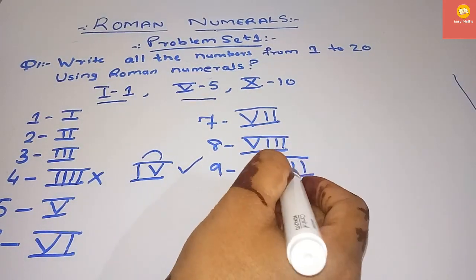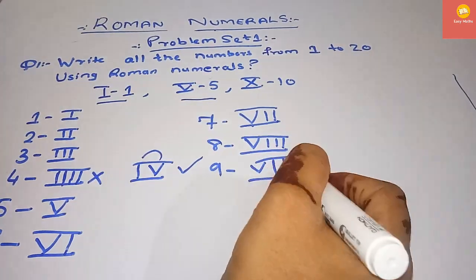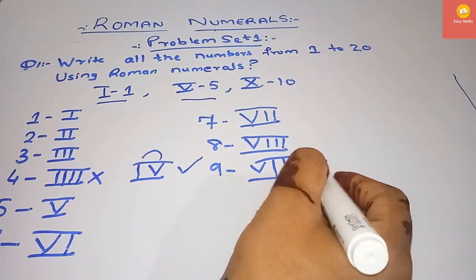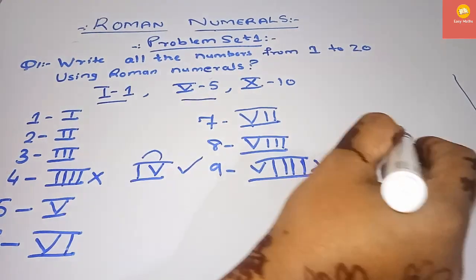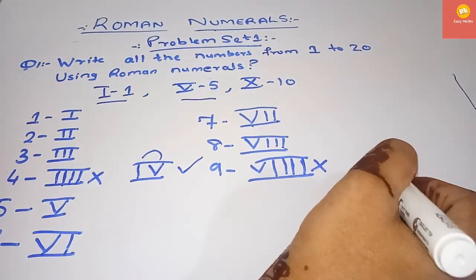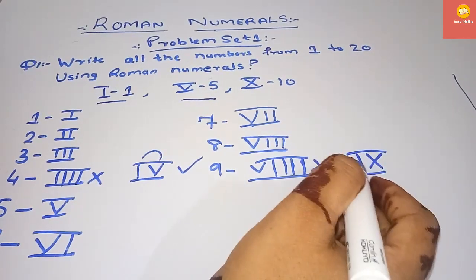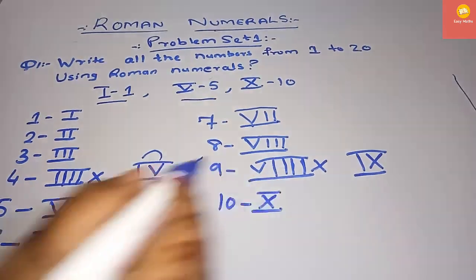No, because 3 I's is, it's 4 times I's. We cannot write 4 times I. So this is incorrect. So how to write 9? We know the 10 and we know the 1. 10 minus 1 is 9. Simple. And 10 is nothing but capital X.